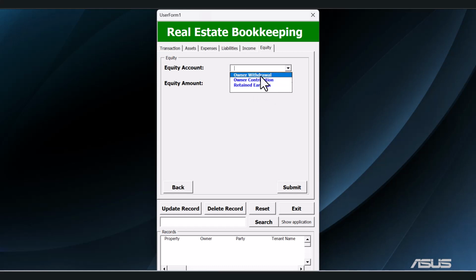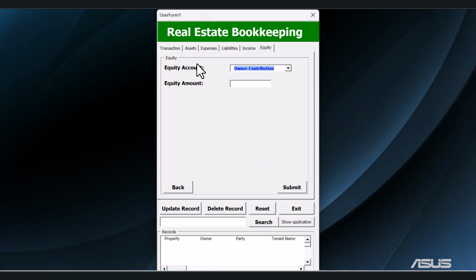One is for the owner to contribute money into the business, one is to withdraw money from the business, and finally the earnings of the business that have not been taken out will be held in the retained earnings section. Okay, so that's it. That's really all we need to be able to capture any and all transactions that happen in this real estate rental business.